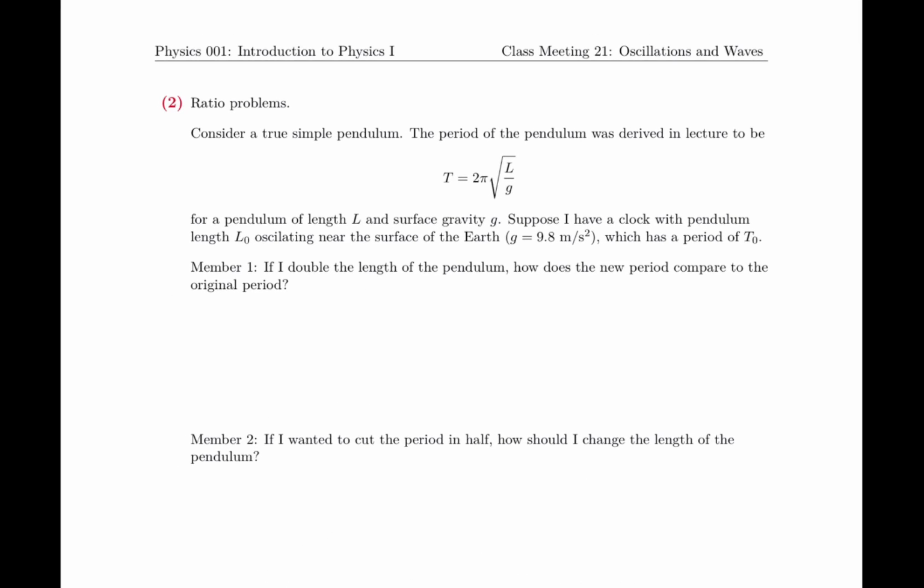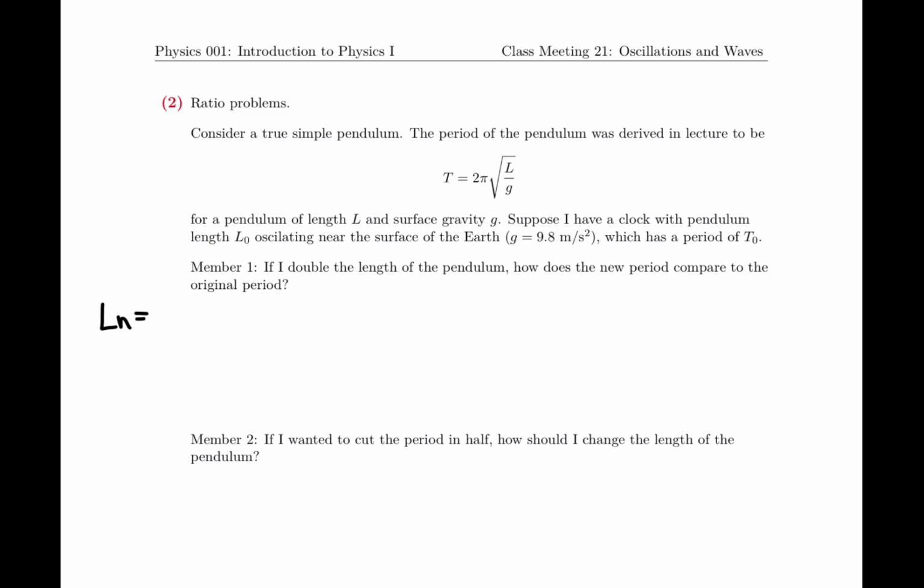Yet another ratio problem. If I double the length of the pendulum, how does the new period compare to the original period? First things first, you should be able to at least argue to yourself whether it should increase or decrease. You're making L bigger. L is in the numerator, therefore I would expect the period to increase as well. Now let's see that.